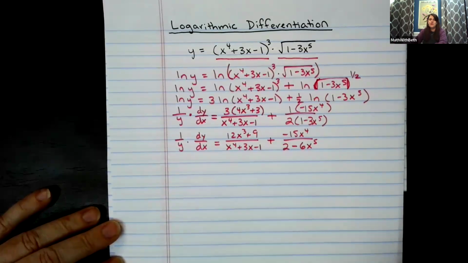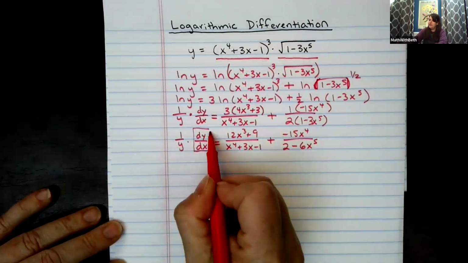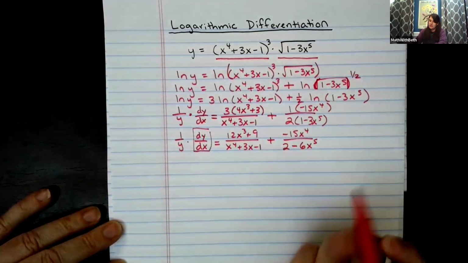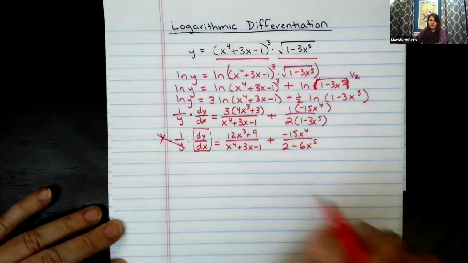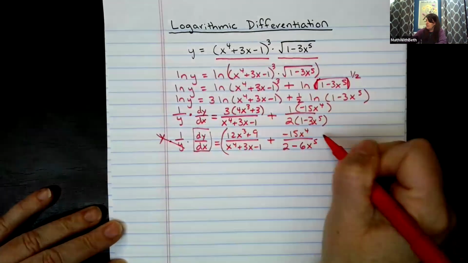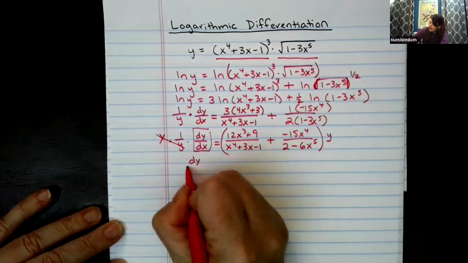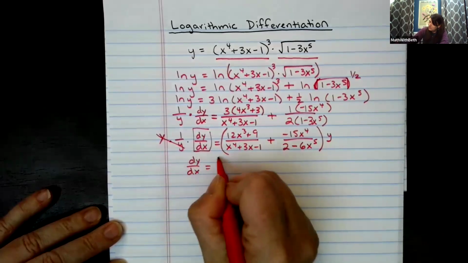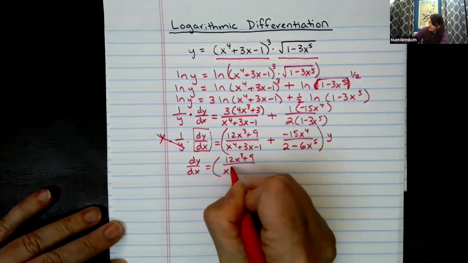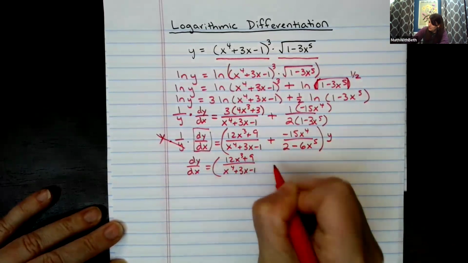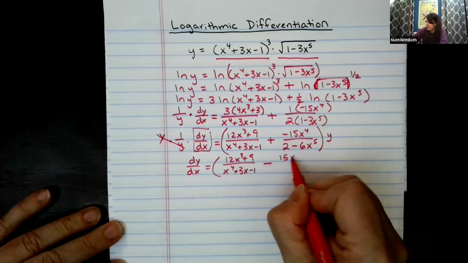So now what would I need to do to get the dy dx all by itself? All I need to do is get rid of this 1 over y. So couldn't I just multiply by y? And that'll do it. So same thing over here. So dy dx equals all of this. So I'm going to go ahead and make it a minus this time just because, so you can see that you're allowed to. If it's plus a negative, you could always instead just say minus.